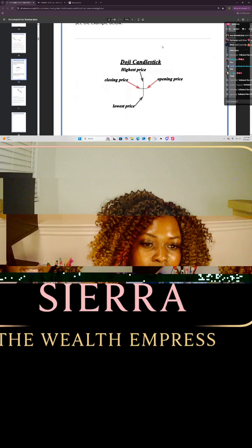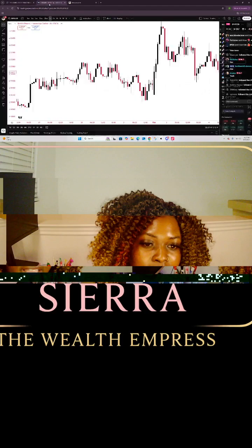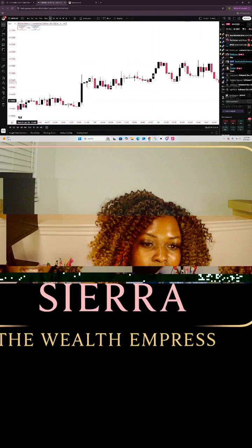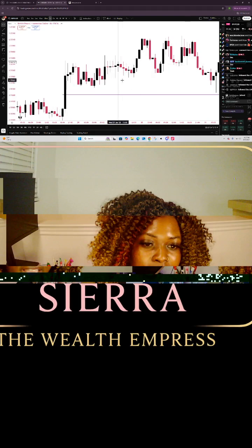Okay? So remember, these wicks are showing us where price went, right? So price opened, right? It bought up, it pushed down, and then it closed in the same area that it opened. These are called doji candlestick patterns. And it's just saying that I'm not really sure what's going to be next, right? So as you see right here in this area, we have a bunch of doji candlesticks. A bunch of it, right? When you see these, that means to just wait. Just wait. Because we don't know what's going to happen next.